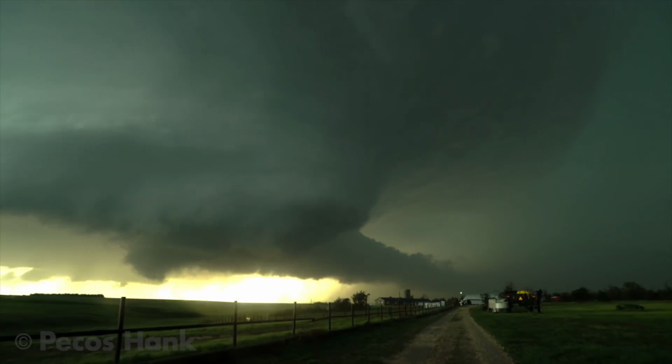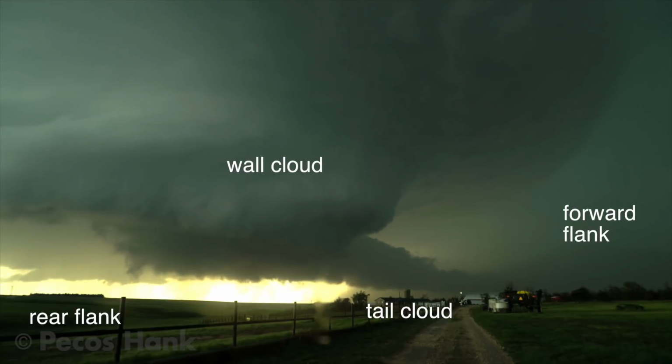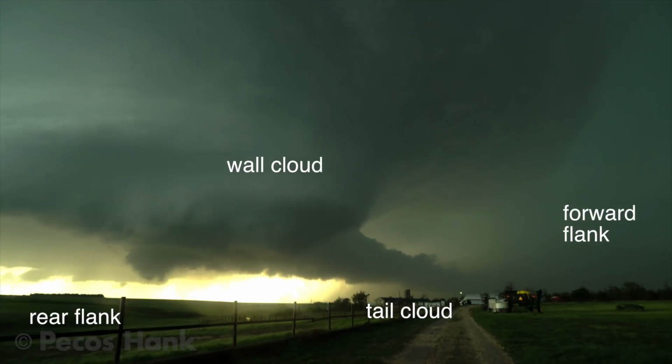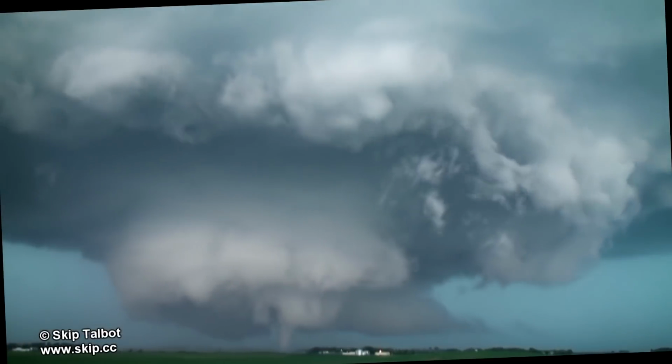Now, I'm going to show this over and over again. This is a loop, because that motion, I want you to sort of be thinking of this motion. What do you see here? You see a rotating wall cloud. You see a tail cloud streaming in, the forward flank, and there's the rain foot. So this is the forward flank of the storm. This tail cloud forms along the boundary where the cold air from the storm's outflow meets the air ahead of it in the environment.